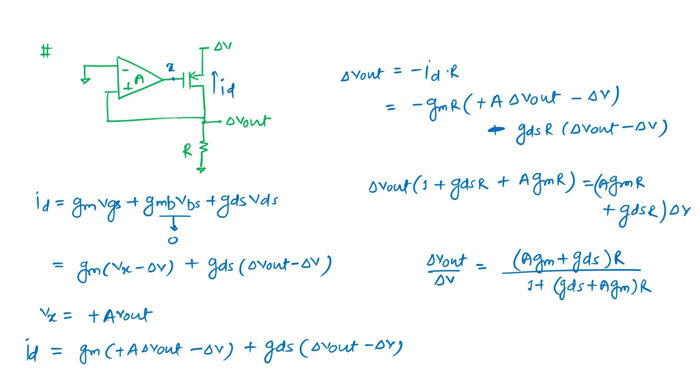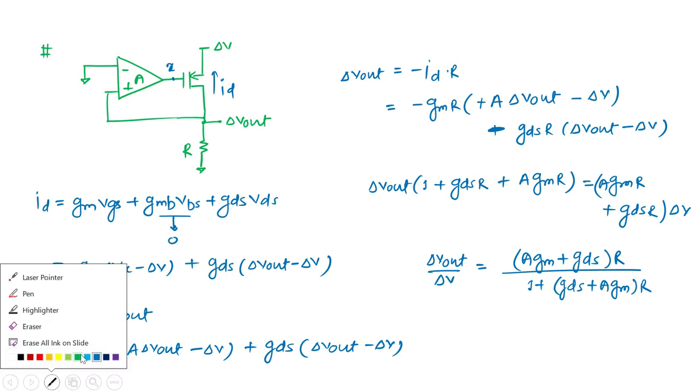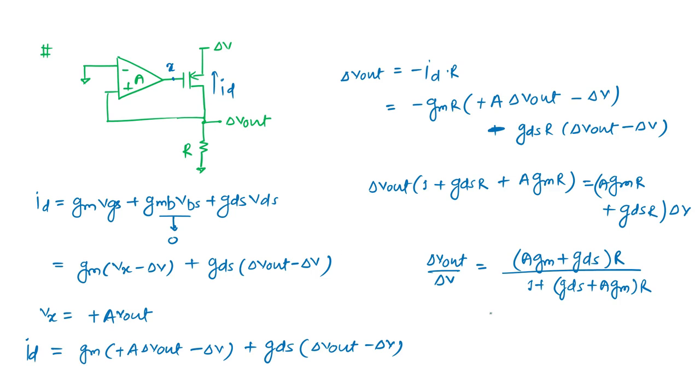Okay, so what we can see from here, the assumption is a very strong assumption now. So the net term comes to be AGM R divided by 1 plus AGM R. So what does it come to be? It comes to be nearly 1. Okay, so it is better than the previous circuit.